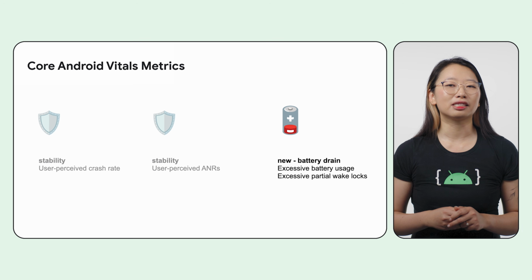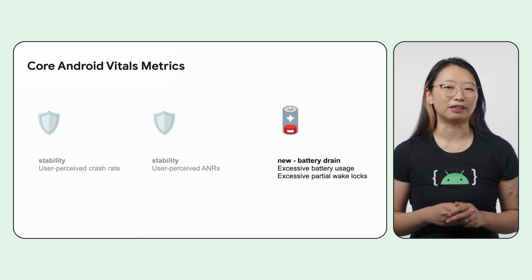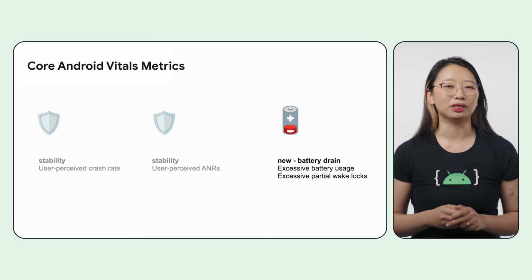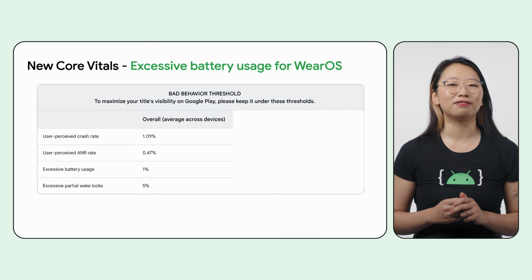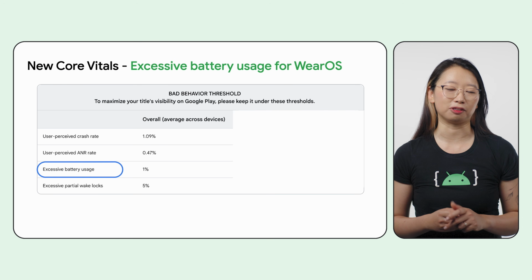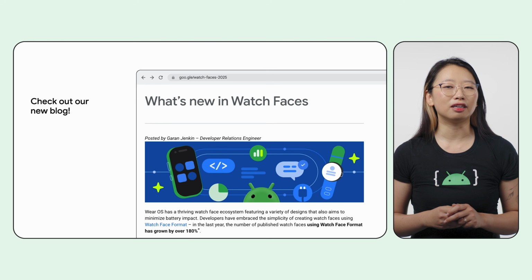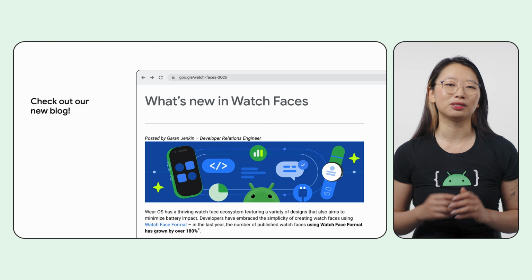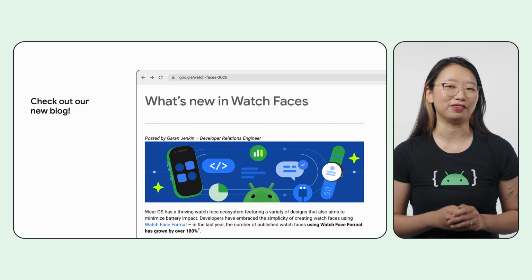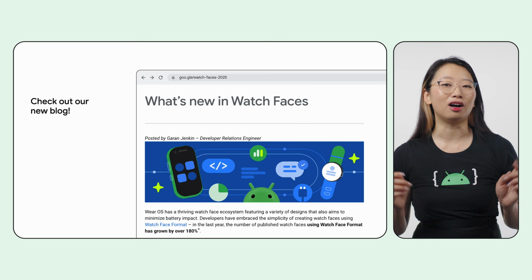This year, we made some updates to the core App Vitals definitions to also include metrics that contribute towards high battery drain. On Wear OS, we have introduced an excessive battery usage metric. If you're interested in learning about how to avoid excessive battery usage on Wear OS, one of the best solutions is by adopting the watch face format. Check out our blog on it.